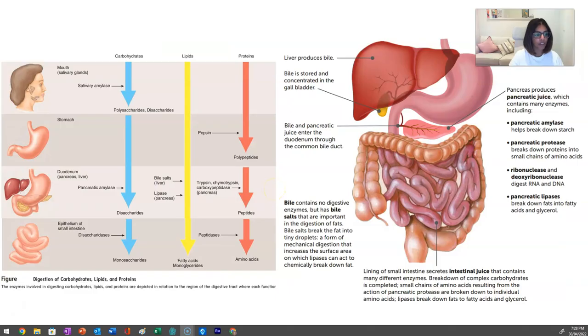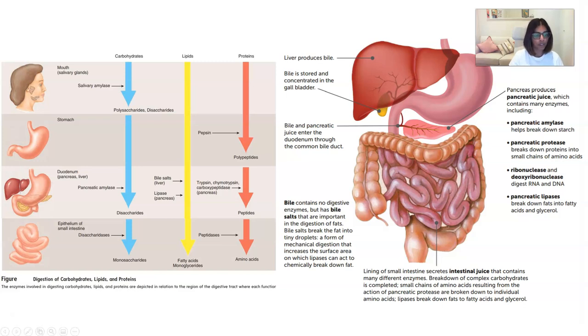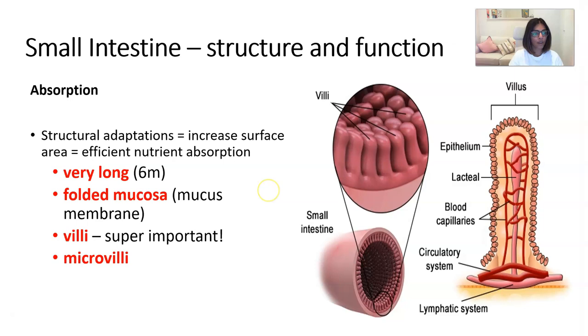Okay, so this diagram is just a similar summary of what we've been talking about so far. Please make sure that you stop the video here and you read this information carefully so that you understand how digestion fully occurs. So now that we understand how food is completely digested into its monomer units, we need to now look at the small intestine structure and function.